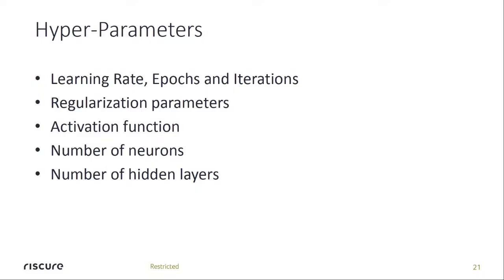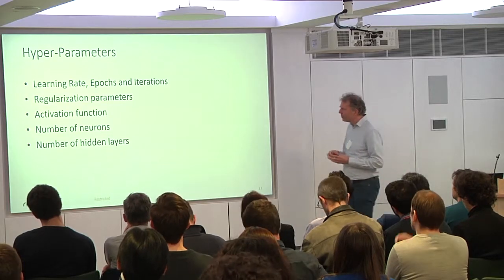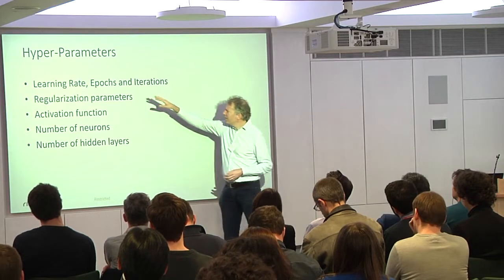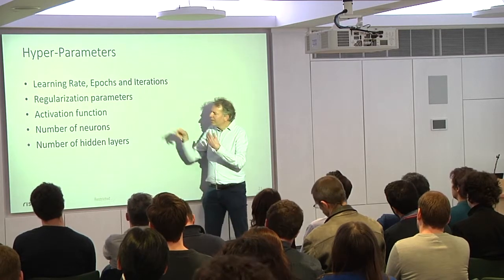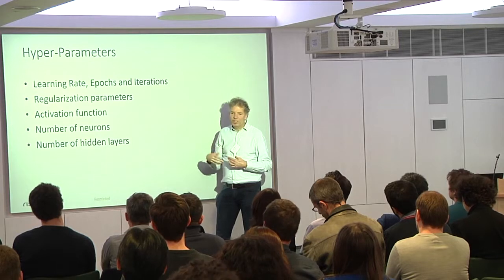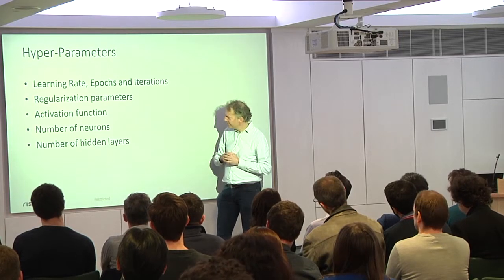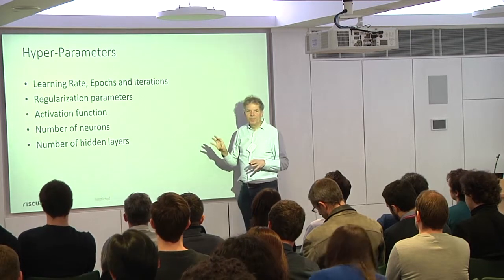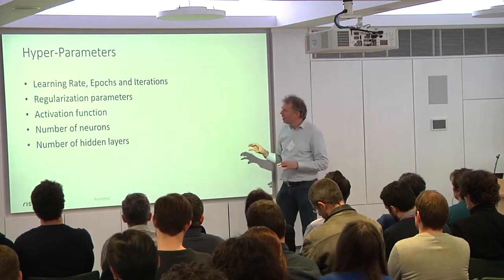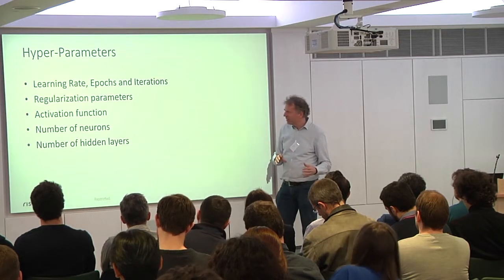So when you build a neural network, you have to think about hyperparameters. These are the parameters that determine the neural network. First of all, there's the learning rate, the epochs, and the iterations. This is about the iterative process of the network getting better and better. The regularization parameters are about preventing the network from being too focused on the training data.